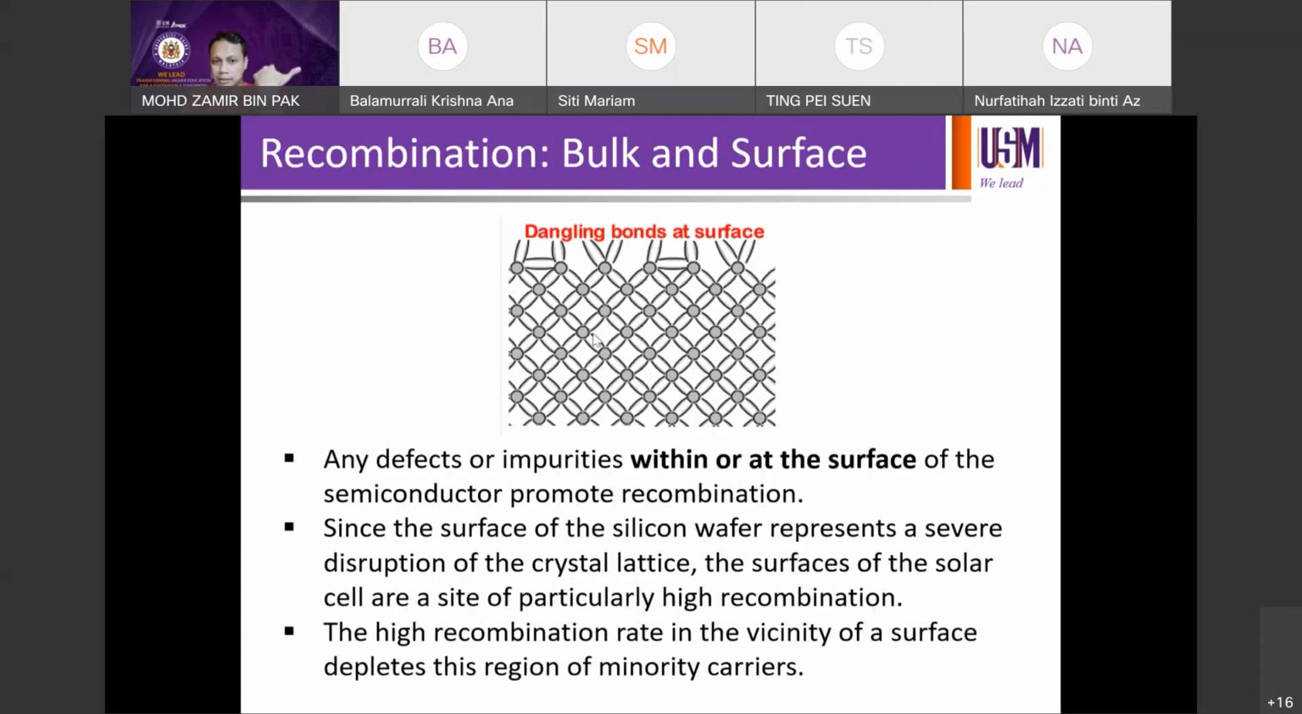Within means in the bulk, or at the surface here, the bonds promote recombination. So you're going to have recombination in the bulk and at the surface at the same time. Since the surface of a silicon wafer represents a severe disruption of the lattice, the surface of the solar cell or other devices represents sites for high recombination.